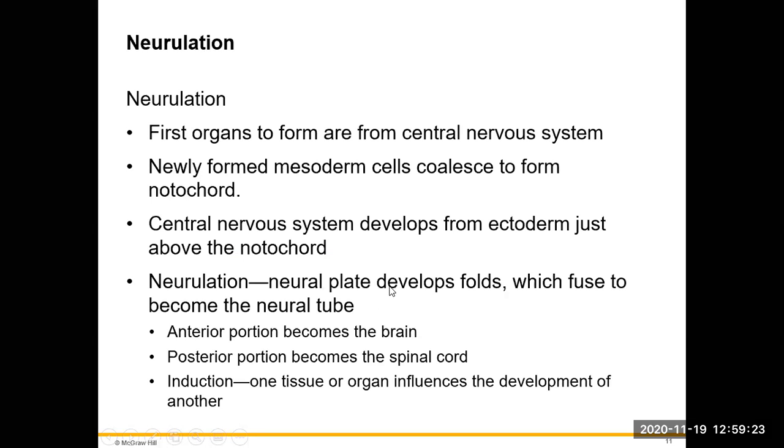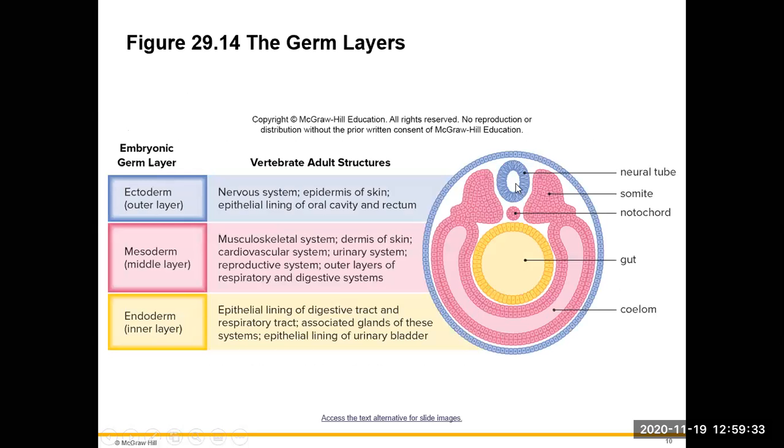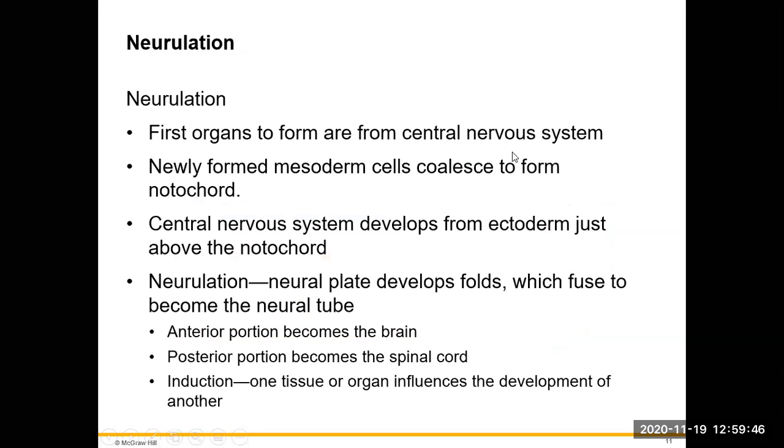And then neurulation is all about neural plate development. So the neural plate is going to have a lot of folds, and these folds become the neural tube. So neurulation by itself is actually the formation of the neural tube, which actually pinches off from the ectoderm. It comes from here, as you can see, this blue.